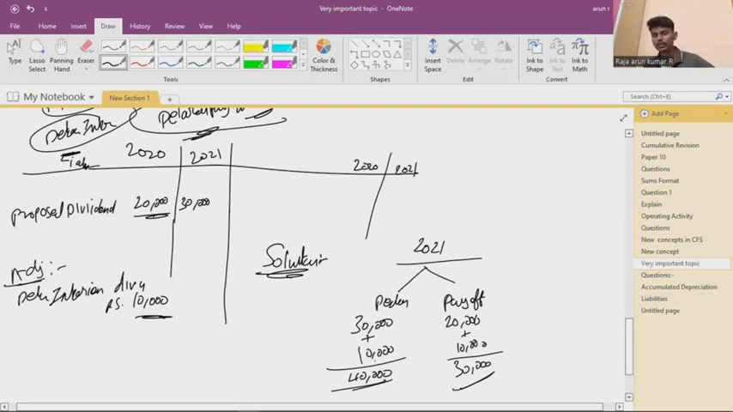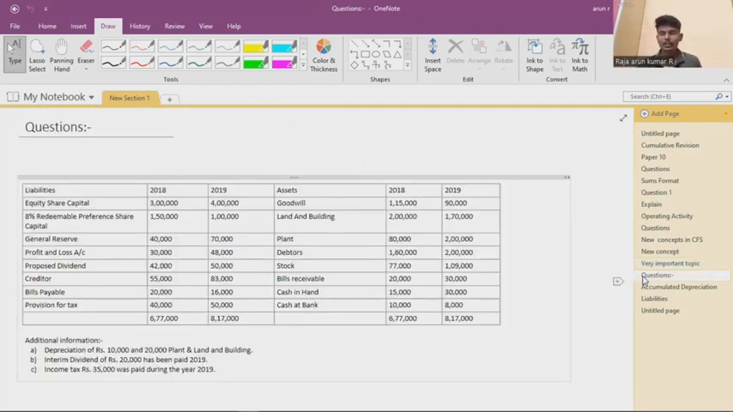Interim dividend 10,000 will be added to declared in 2021: 30,000 plus 10,000, 40,000. Paid off: the previous year 2020 paid in the 2021 year, 20,000 plus interim 10,000, 30,000. Both will go in the accordingly places. We do the sum, I will tell you. Go to the sum, it will be crystal clear for you. How do we do that, and how will it appear in the cash flow statement?